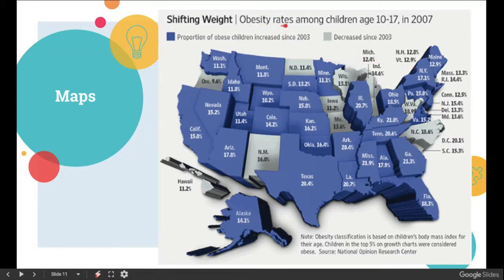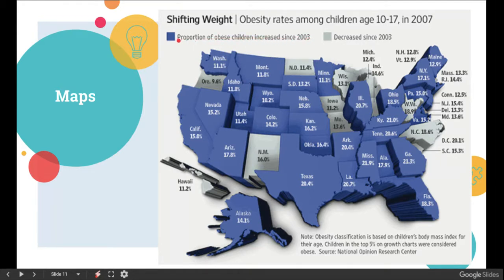So up here, we see obesity rates among children aged 10 to 17 in 2007, and then down here at the bottom, it describes how those obesity rates were classified, and it gives you the source. All of those graphs so far have told us the source. The way we read this, we also want to look at the key here.